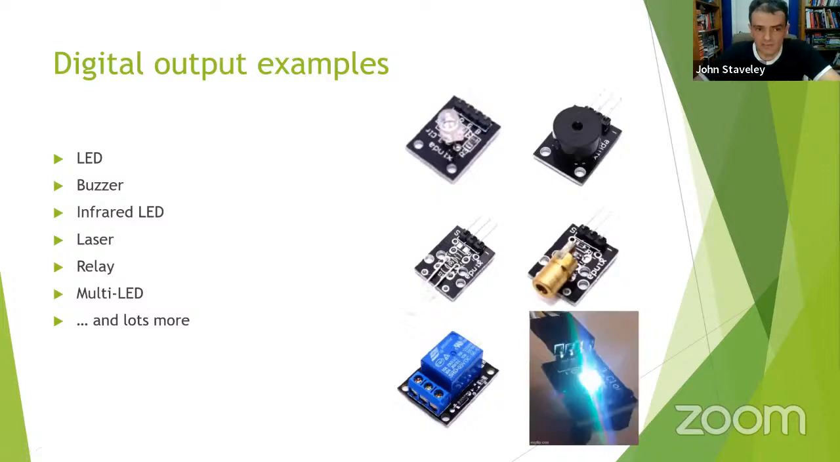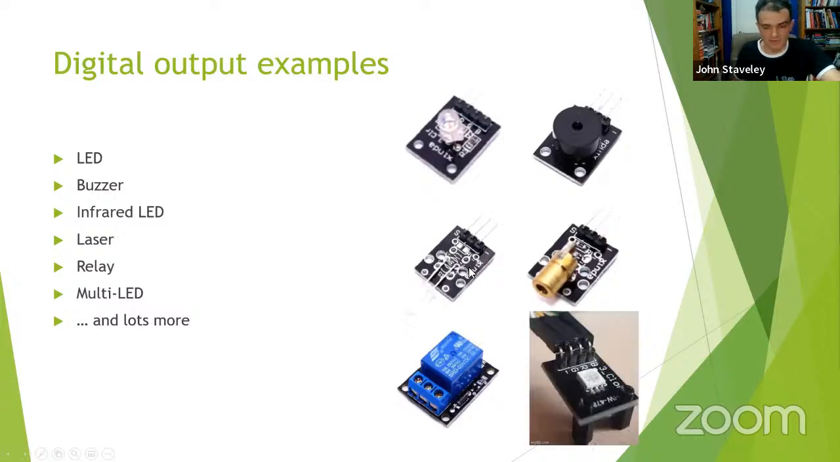So lots and lots of different things you can control. We've seen an LED. There's another type of LED, a buzzer, an infrared LED, something similar to what you have on a television remote control, a mini laser, not a high power laser, so you can project a small point on the wall. And this is a relay. This is something useful for controlling large currents like electric heaters and fans and the like. And this is a multicolored LED. These are three digital outputs connected to the GPIOs and a common ground. So you can flash it red, green, blue, or white, or any combination of colors you like.